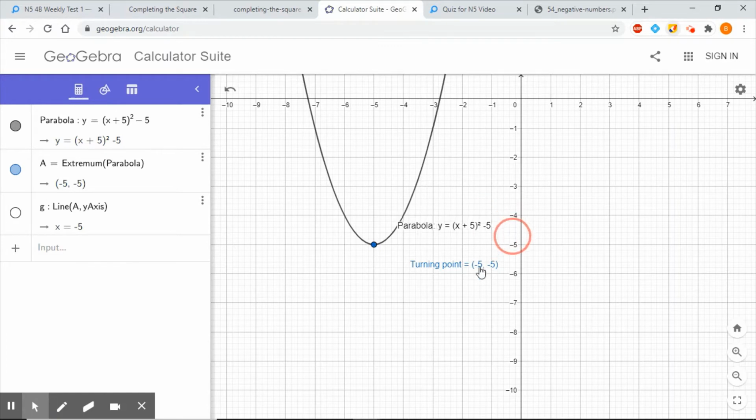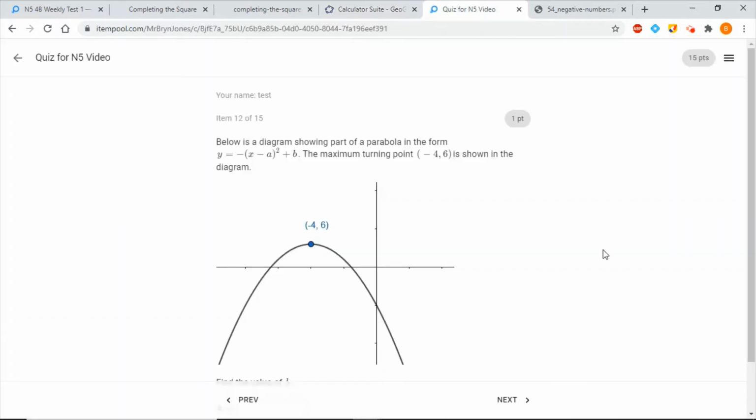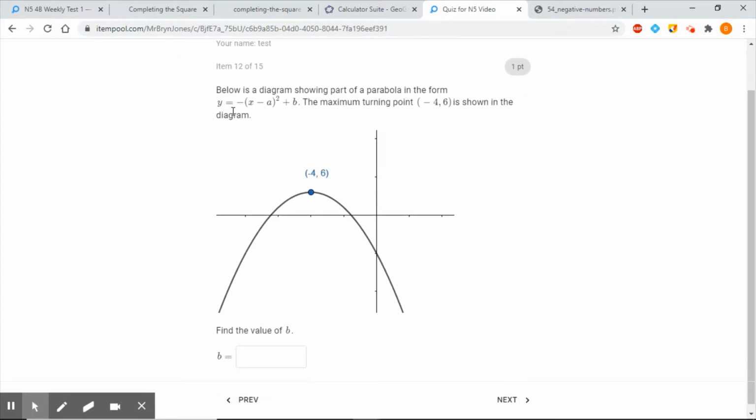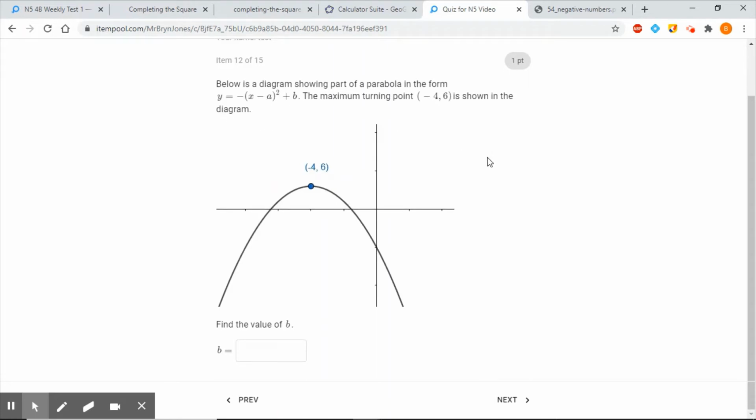Okay, so I think it's probably worth having a look at a couple of questions. So here's one of the questions. Below is a diagram showing part of the parabola in the form, and again you'll see that it's in this form here. The maximum turning point is -4, 6, and that's shown in the diagram. And it says, what is the value of b? In other words, what would this be? In the equation of this parabola, what would we write in place of b?